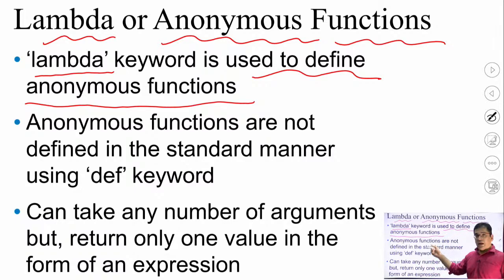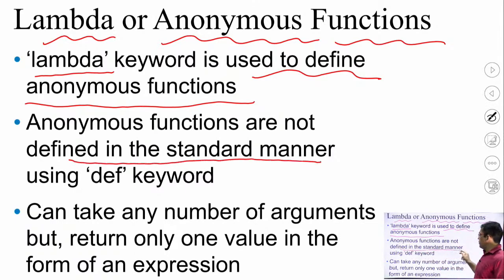In the next slide I will discuss the syntax as well as an example of how to create and use this lambda or anonymous function. So anonymous functions are not defined in the standard manner using the def keyword. As I discussed in the previous class, if you want to define a simple standard function, you need to use the keyword def. Def means define. But an anonymous function does not need the standard method of defining the function by using the def keyword.